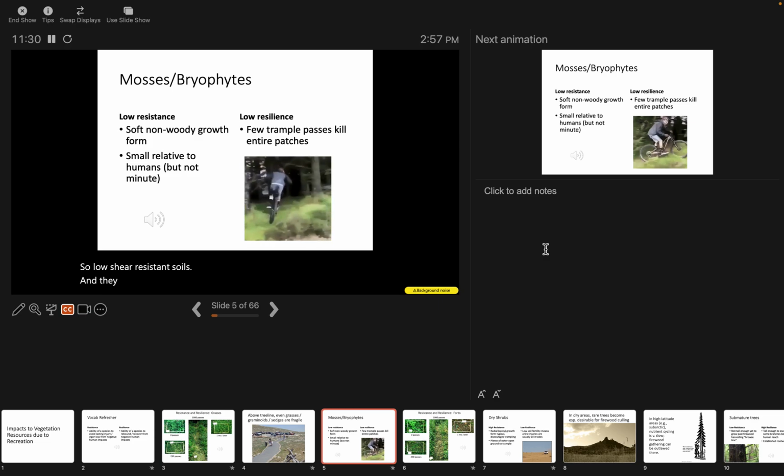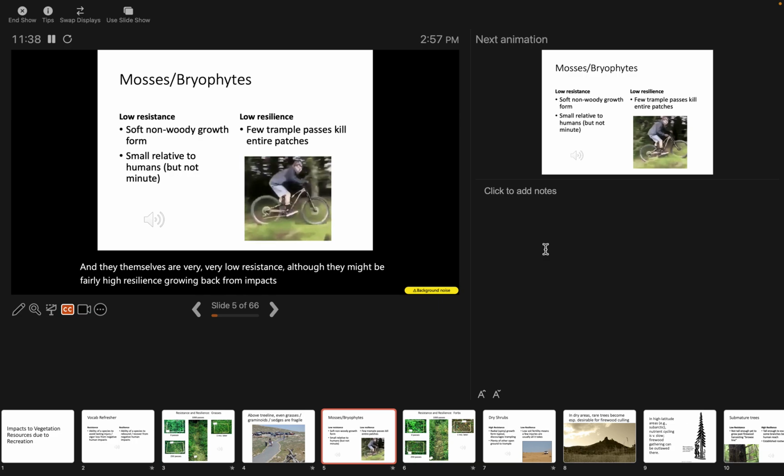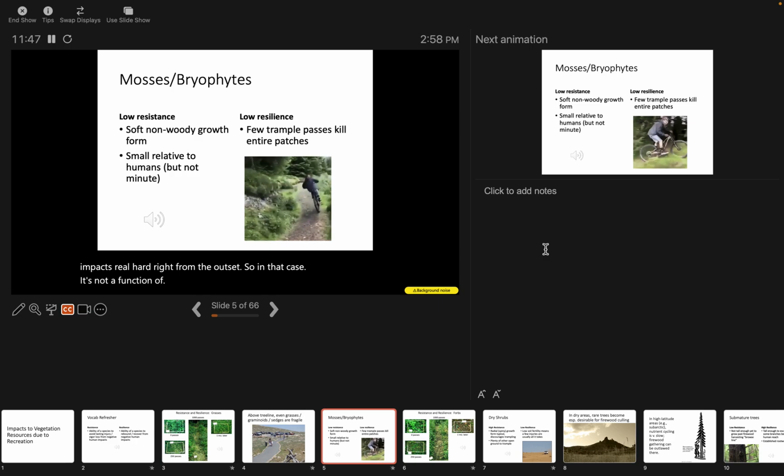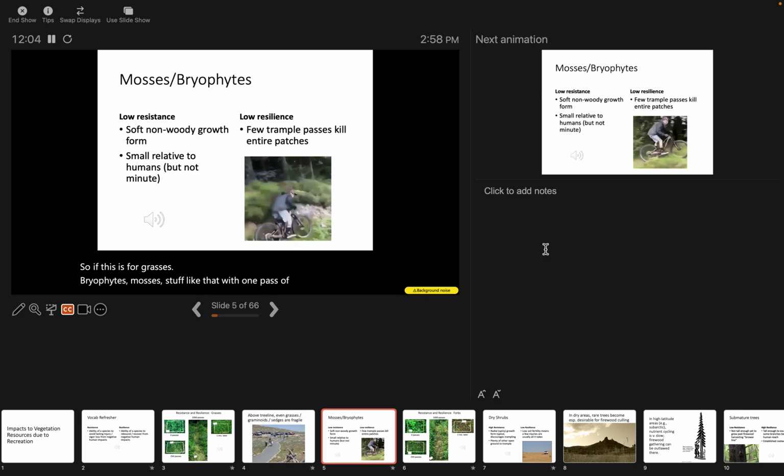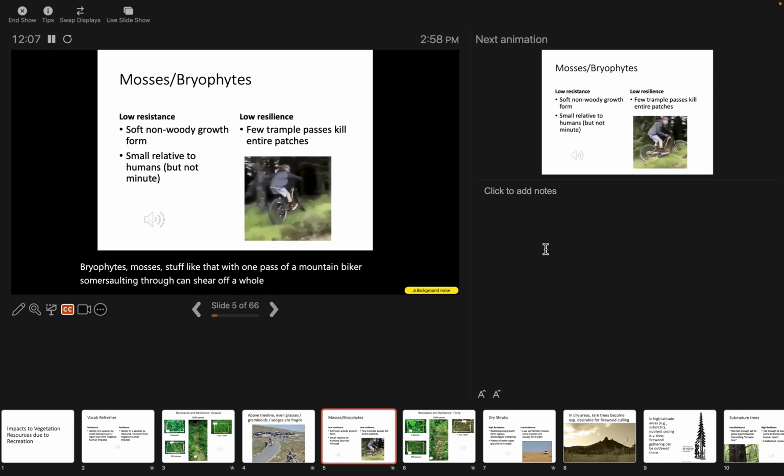And they themselves are very low resistance, although they might be fairly high resilience, growing back from impacts. But they'll take those impacts real hard right from the outset. So in that case, we don't have a sort of grace period of resistance here. If this is for grasses, bryophytes, mosses, stuff like that, one pass of a mountain biker somersaulting through can shear off a whole clump of that stuff real quick, with a lot fewer than 250 passes.